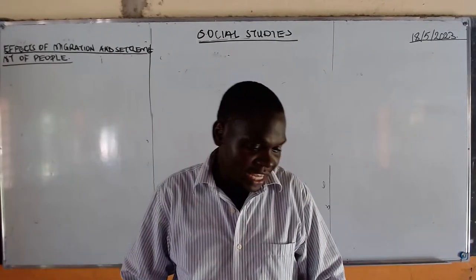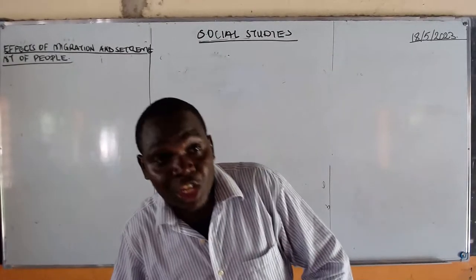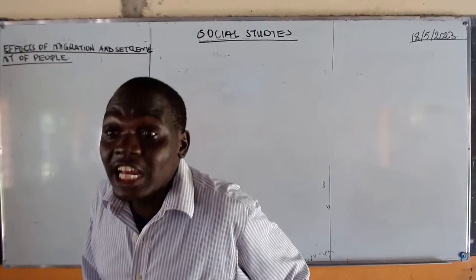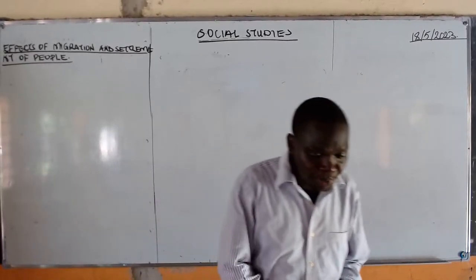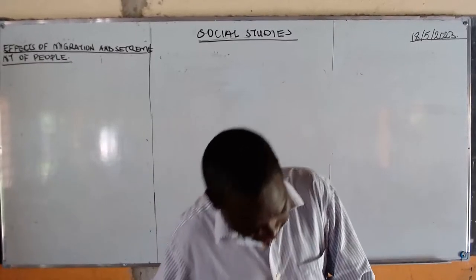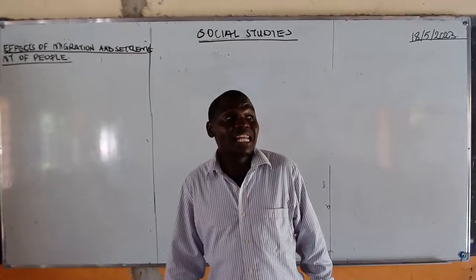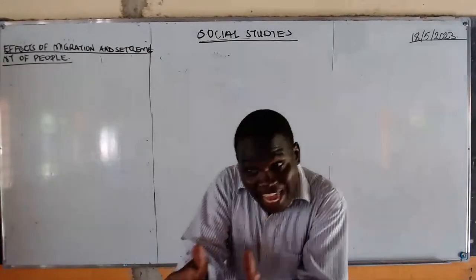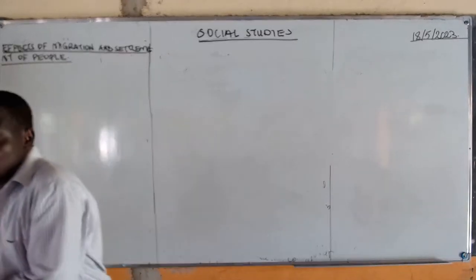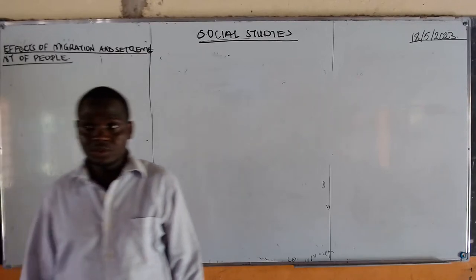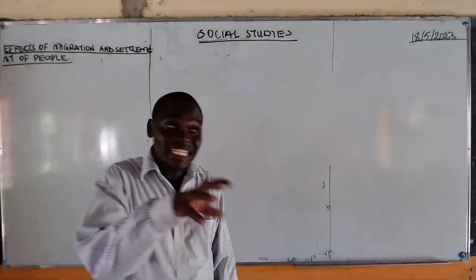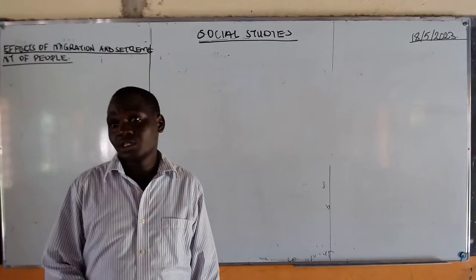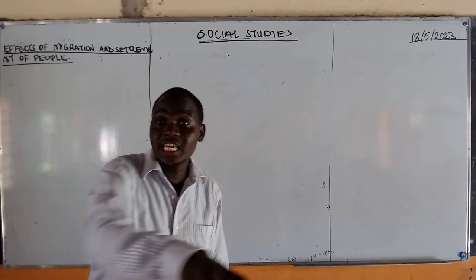Point number five is adoption of new technologies. For example, Bantus and Nilots learned smelting. What is smelting? It's using fire to heat some stones to make metal. We have some stones, when you heat them, you get what?